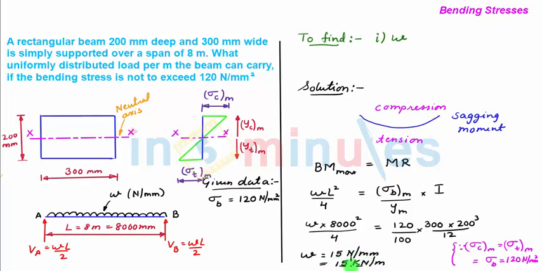So this is the uniformly distributed load, 15 kN per meter, which the beam can carry if the maximum bending stress is not to exceed 120 Newton per mm square. So this is our answer. With this, our problem is solved.